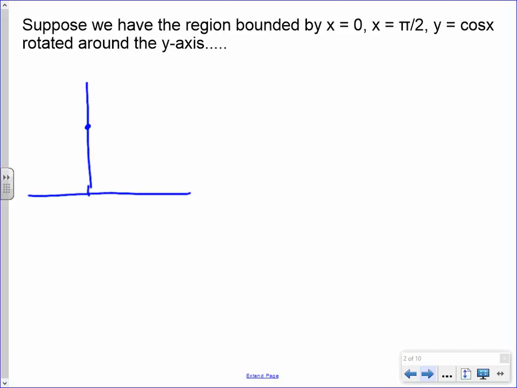So cosine, there's pi over 2, right? Although it doesn't really matter, I would suggest we do the top line, just to make life easier. We're going to have to use which method? Shell. So the integral from 0 to pi over 2 of 2 pi times x cosine x.